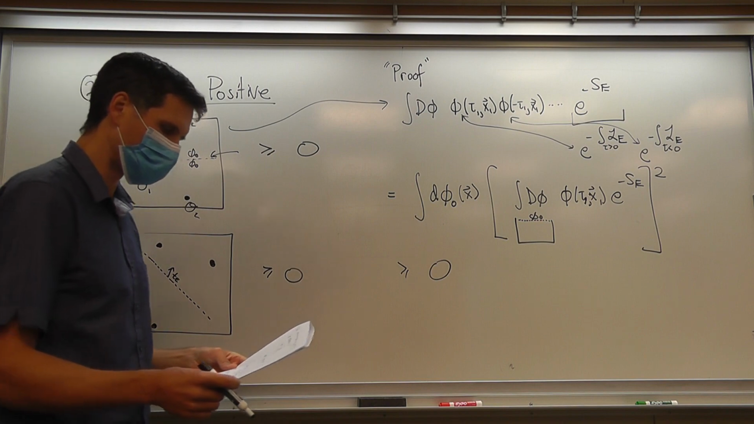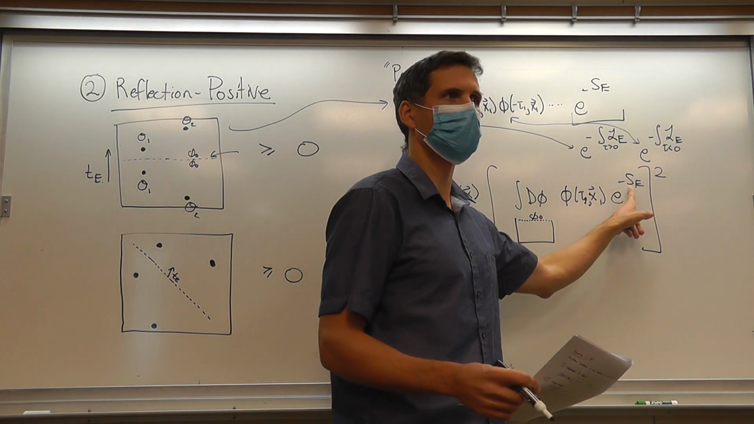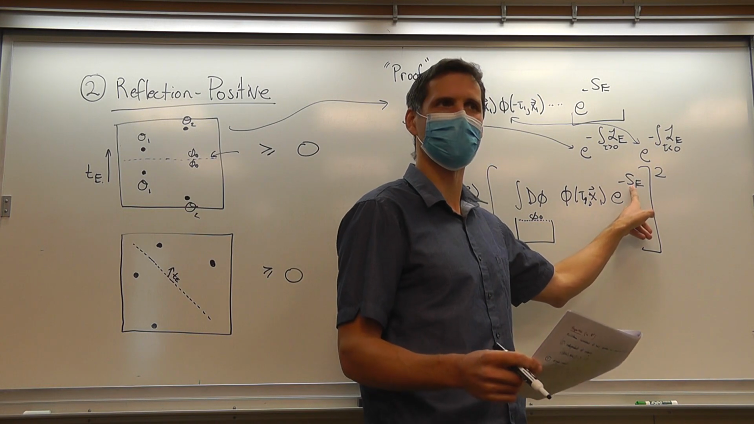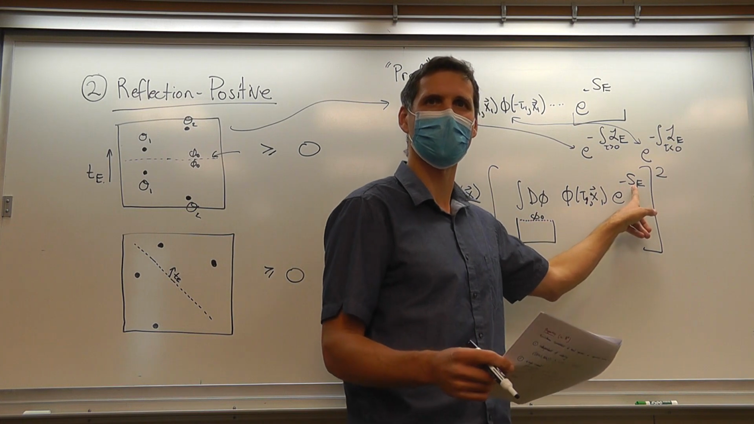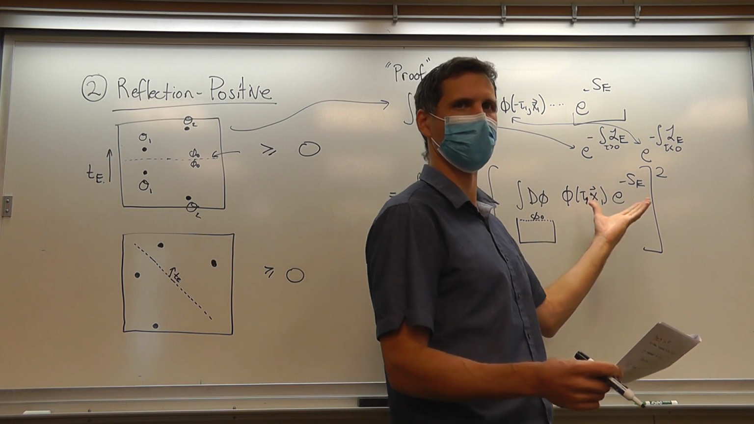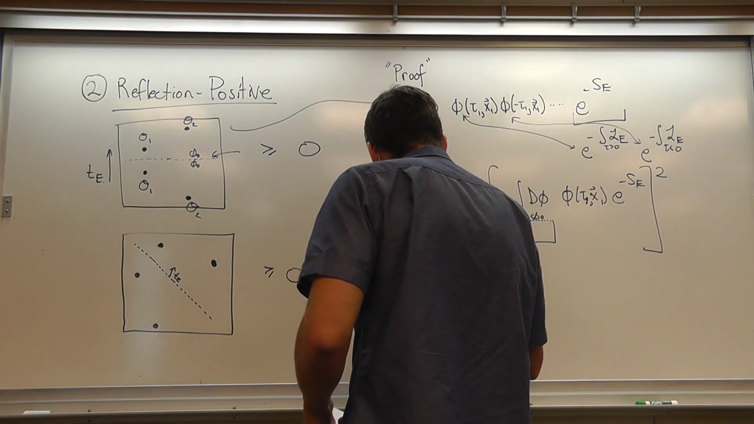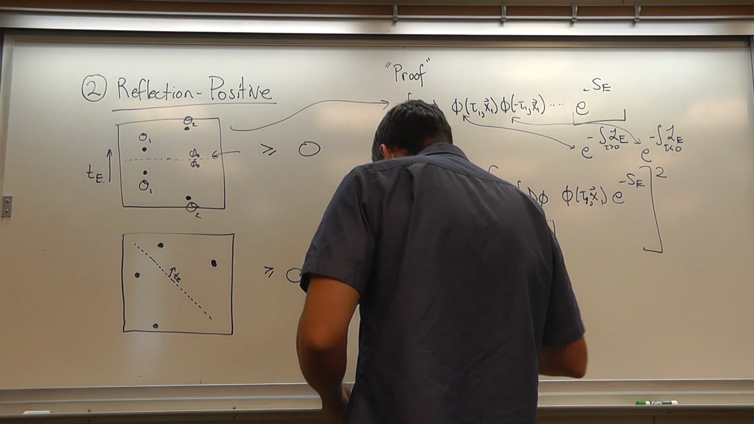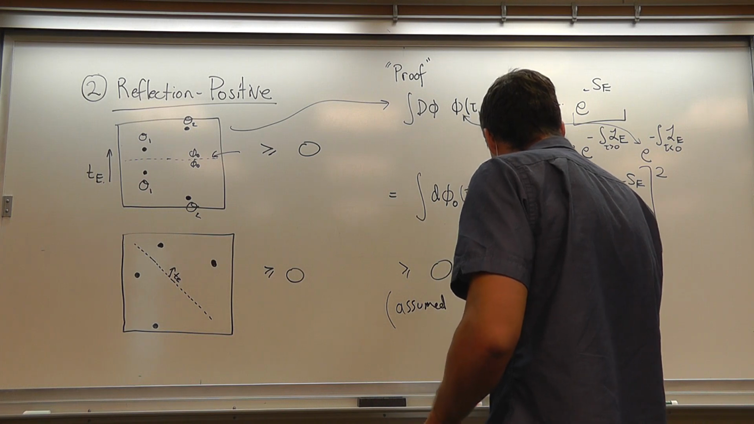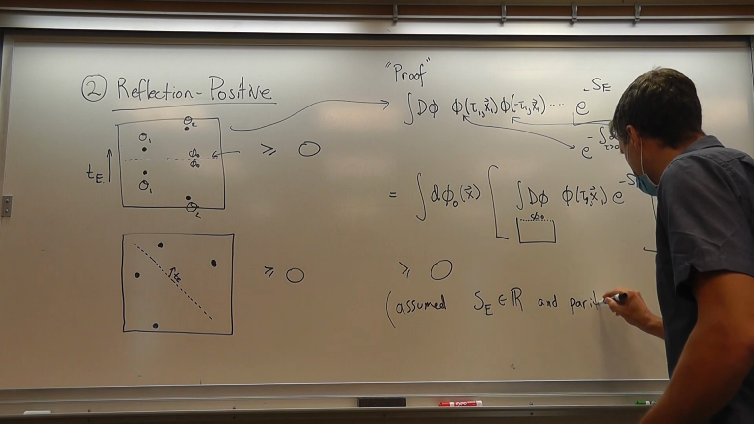And you can see where this would go wrong if the action, like if the Hamiltonian were not Hermitian, or the action had some imaginary coupling constants in it or something like that, then this argument wouldn't go through. This wouldn't be the integral of a positive quantity. I assumed here that the Euclidean action is real and parity even.